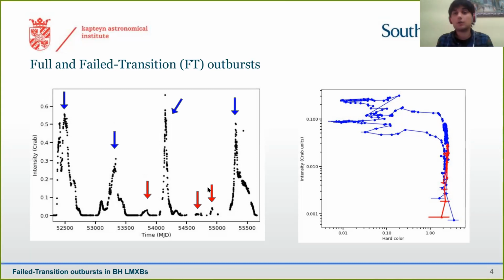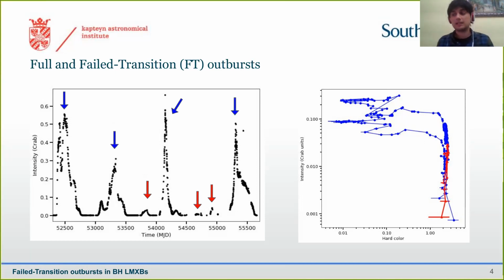Sometimes black hole systems evolve through all the spectral states and show the evolution that I described before. This evolution corresponds to the outbursts marked with blue arrows that show the Q track in the HID, and since they show the full spectral evolution, we call them full outbursts.